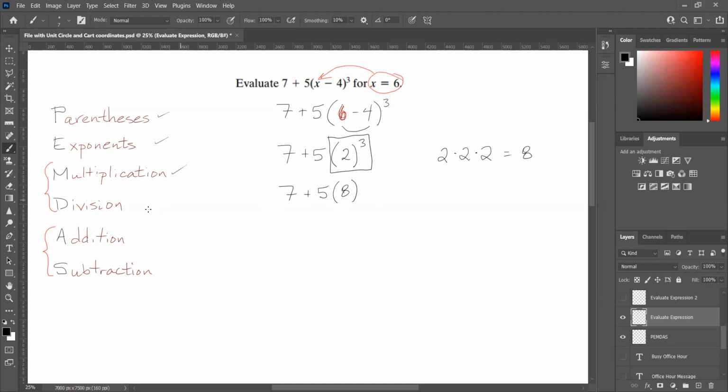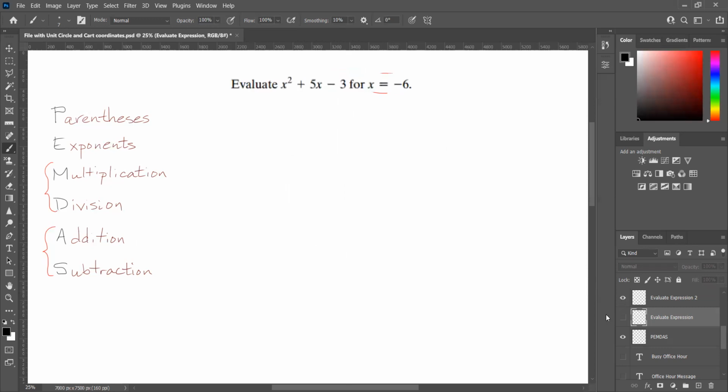Now I need to do multiplication or division. And we have a little multiplication problem here, so I'll do that one. 5 times 8 is 40. And now the only thing I have left is addition, so I'll do that. And this would evaluate as 47. So that would be the evaluation of this expression when x equals 6. We just follow that order of operations.